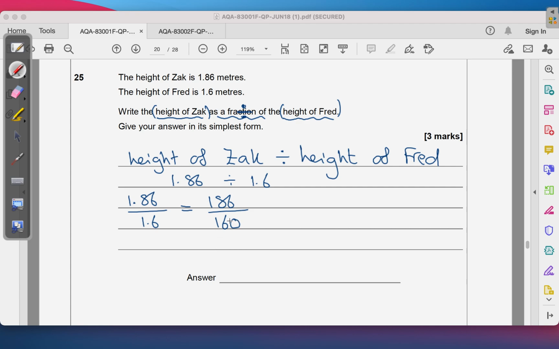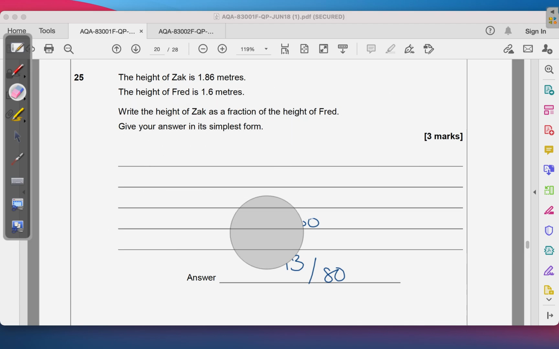And then I know these are both even numbers, so I'm going to divide top and bottom by 2. So 180 divided by 2 is 90. 6 divided by 2 is 3, so that gives us 93. 160 divided by 2 is simply 80. And we can't cancel that down anymore. Okay, so the answer is 93 out of 80. Okay, next question.